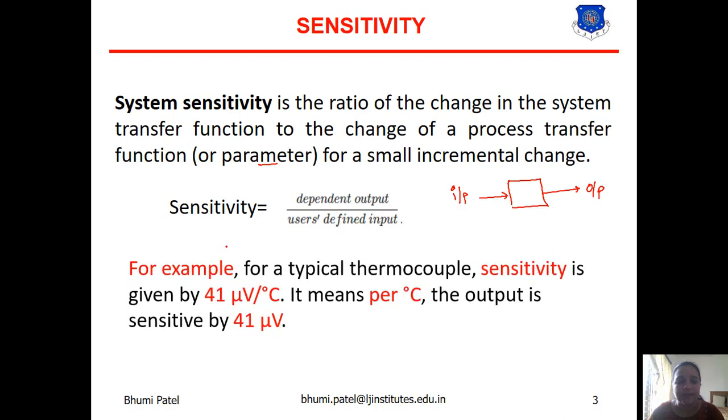Now for example, for a typical thermocouple, sensitivity is given as 41 microvolt per Celsius. It means per Celsius the output changes by 41 microvolts. So in this example we can define the sensitivity of the thermocouple.